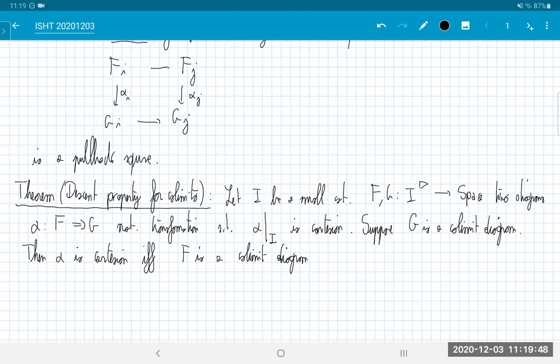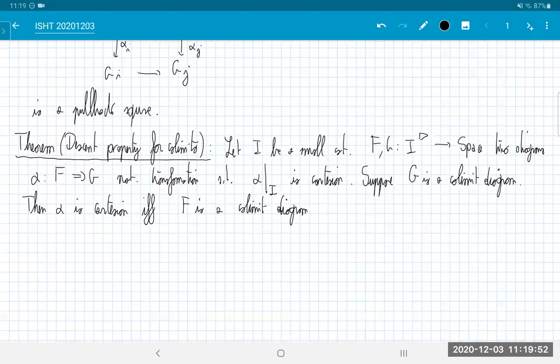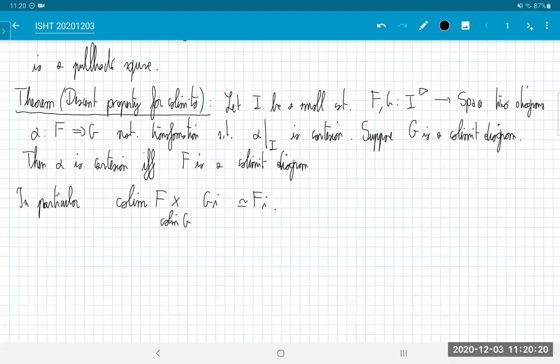So in particular, if I have a Cartesian natural transformation, which is the statement that we're going to use, the colimit of F is equivalent to the colimit of G times over G of i, F of i. That's if alpha is a natural transformation. And okay, I think I have to tell you a couple of things of where this crazy property is coming from, and why it's called descent.